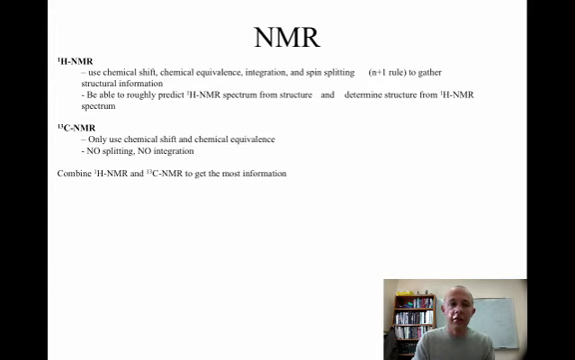Okay, so to summarize, proton NMR. For proton NMR, we're going to use chemical shift, chemical equivalence, integration, and spin-spin splitting all together to get as much possible information as we can. For carbon NMR, we're only going to use chemical shift and chemical equivalence. We're not going to worry about splitting or integration. Those aren't important for carbon NMR. And to get the most information, we're going to combine spectral information from proton and carbon NMR spectra of the same sample.